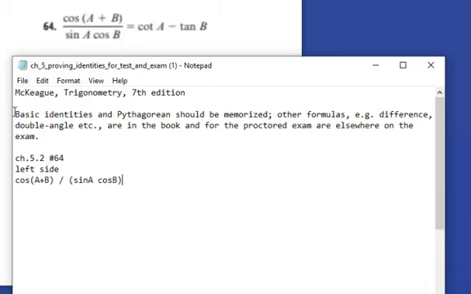Now, basic identities and the Pythagorean should be memorized. Difference of squares, things like that. But other formulas that you find in chapter 5, the difference, the double angle, half angle formula, those kind of things, they're in the book for the practice test, and they're on the proctored exam itself, just in a different place that you can find them and use them.